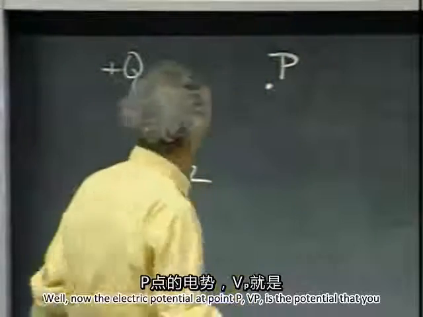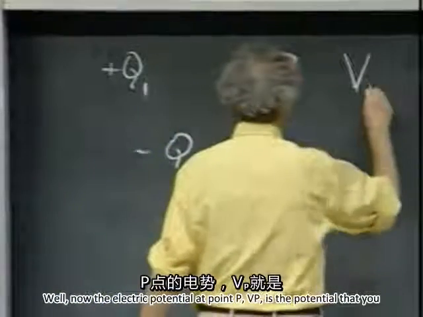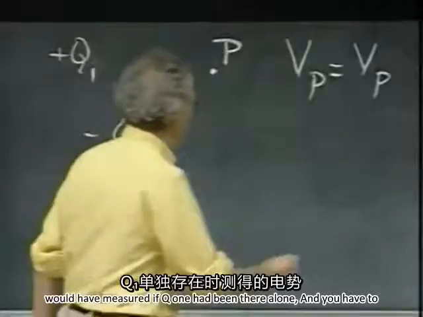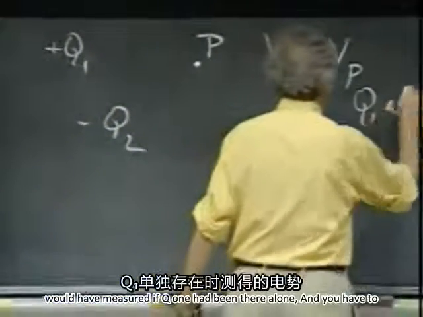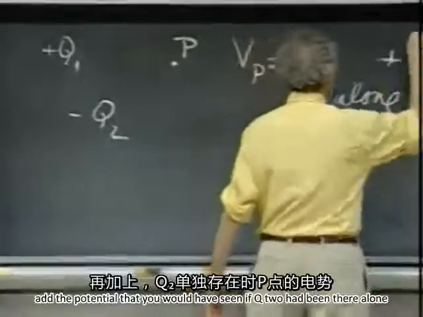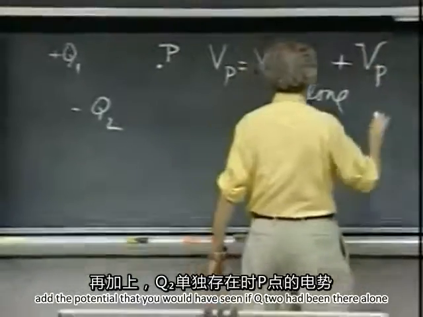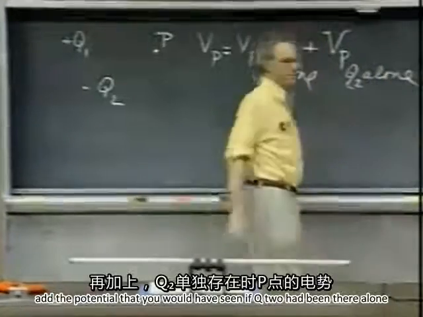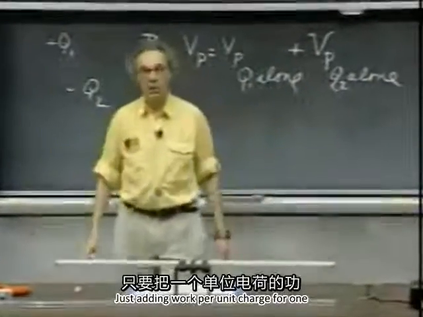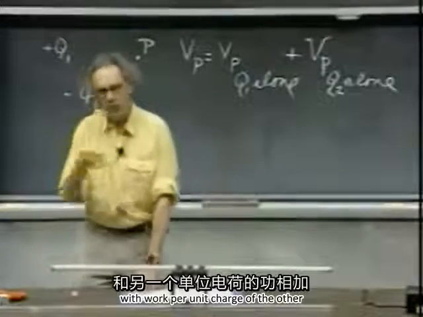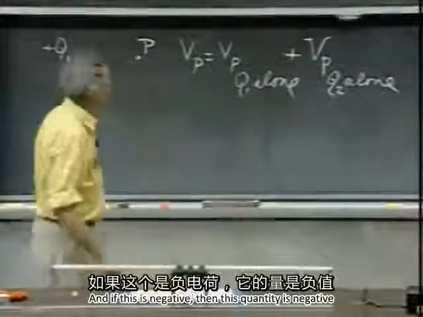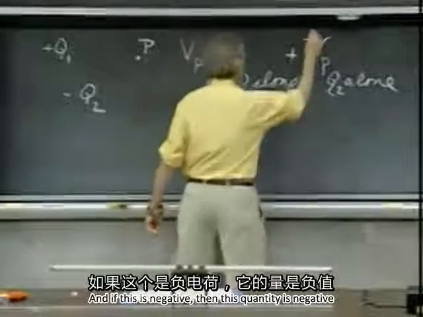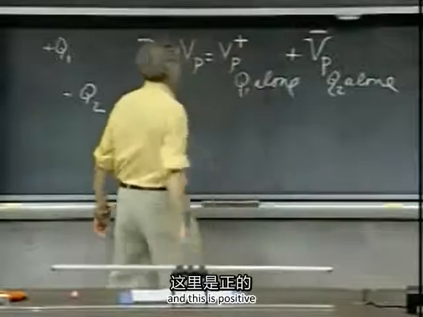Well, now the electric potential at point P, Vp, is the potential that you would have measured if Q1 had been there alone. And you have to add the potential that you would have seen if Q2 had been there alone. Just adding work per unit charge for one with work per unit charge of the other. And if this is negative, then this quantity is negative, and this is positive.